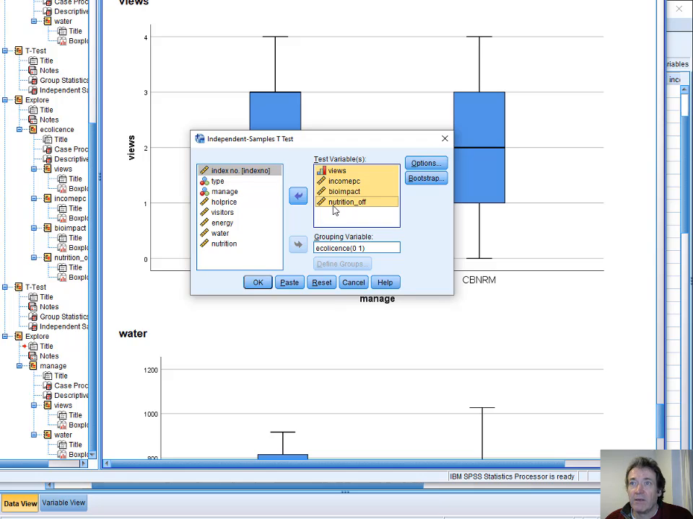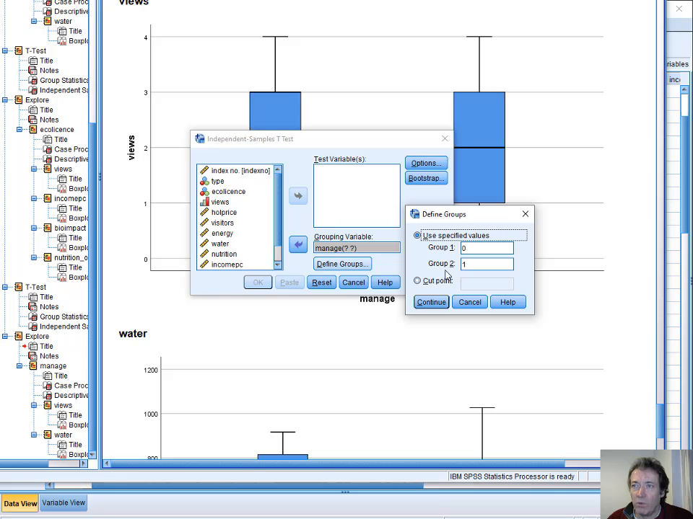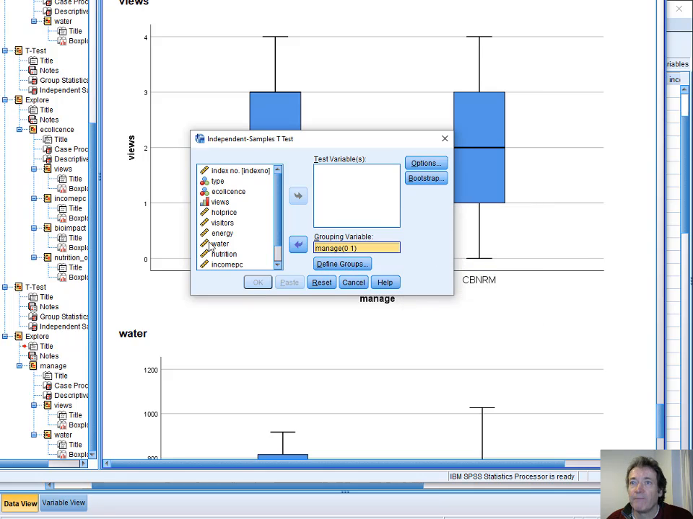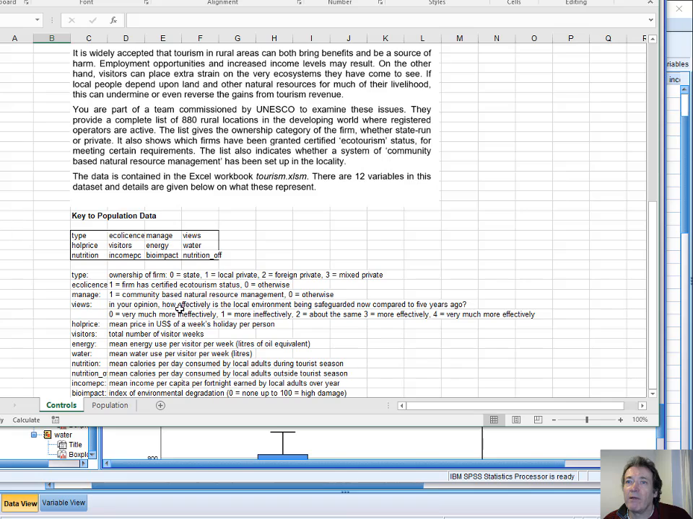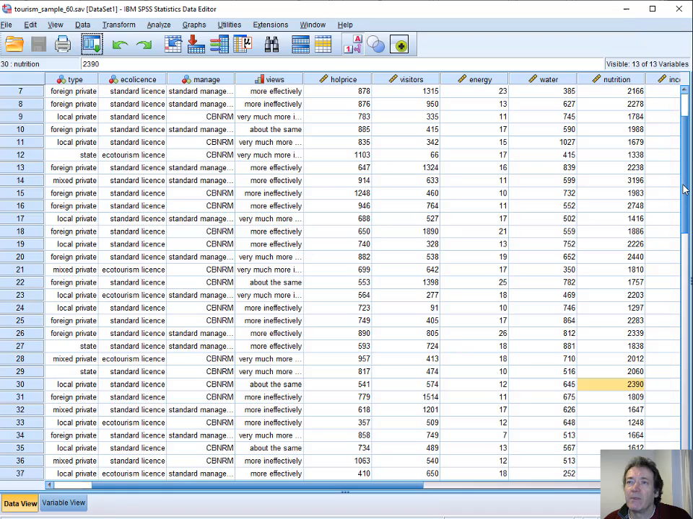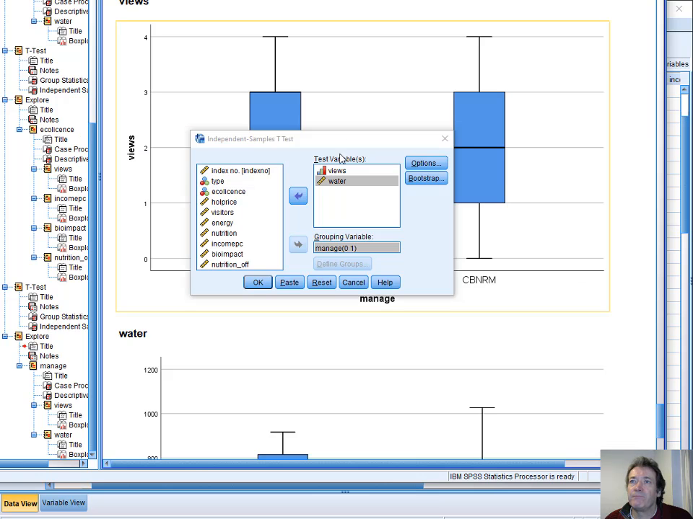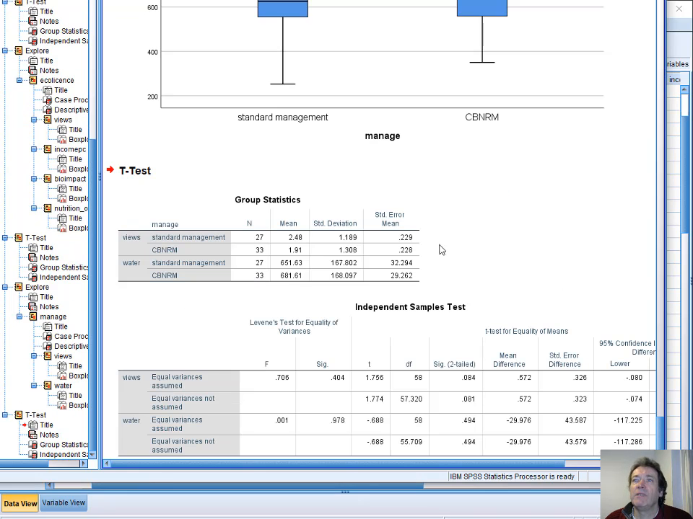In this case, I have to remove that, and I think the management is again type 0 and 1. I can look at views, and again look at water use. Before I press go, let me check we've got the right thing for 0. Yes, it's 0 and 1 again, same. This all looks good. So do 2 t-tests.